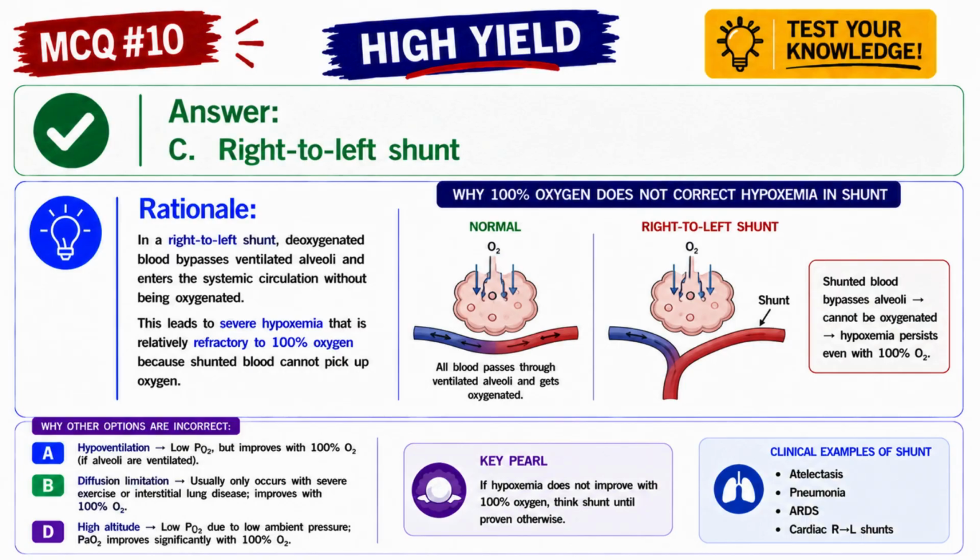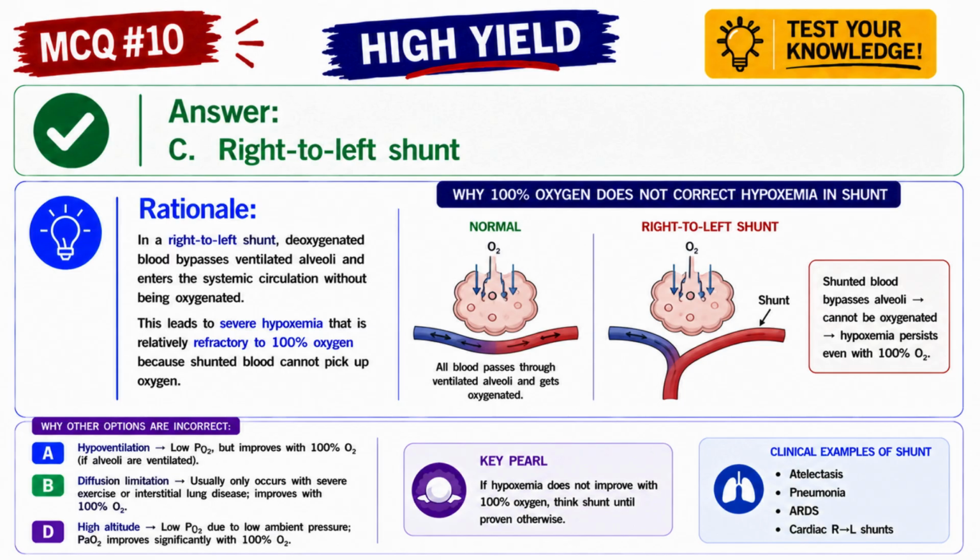This is one of the most clinically important and board-tested concepts in respiratory physiology. When a patient breathes 100% oxygen, alveolar PO2 rises dramatically to approximately 650 to 670 millimeters of mercury at sea level. In essentially every cause of hypoxemia other than shunt, this dramatically elevated alveolar PO2 drives enough oxygen across the alveolar capillary membrane to substantially correct arterial hypoxemia.